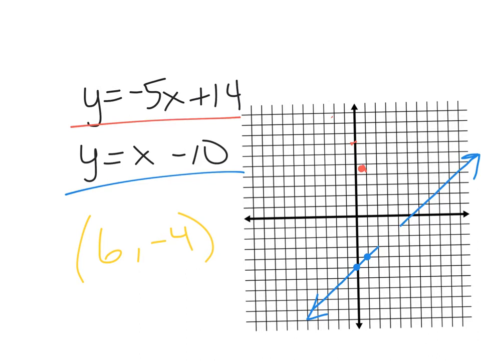Oh, I know why my blue line's off. It's up 1 over 1, but these are by 2s, and I did it by 1s. So let me fix my blue line. 2, 4, 6, 8, 10. Up 1 over 1 should be in the middle there.